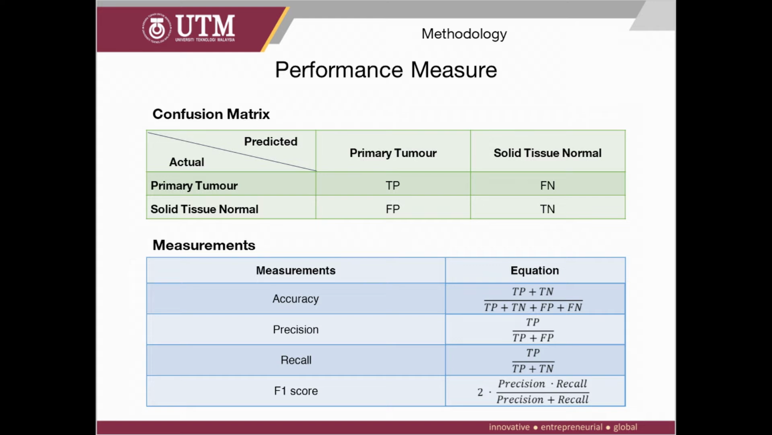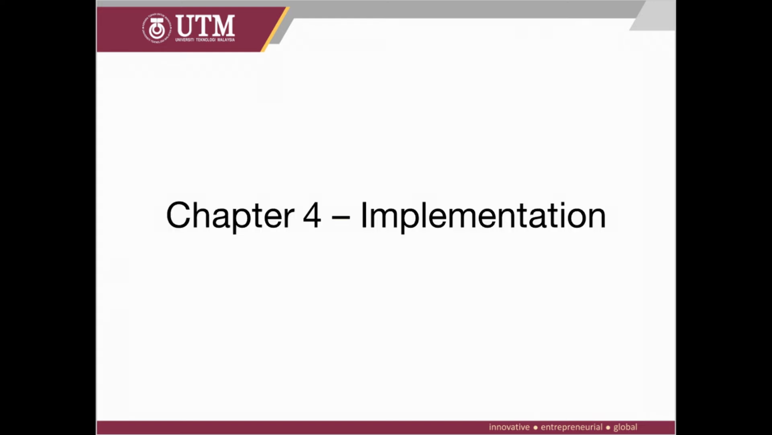These are the performance measures that will be used in the study to assess the model. By plotting the confusion matrix, more measurements can be calculated, such as the accuracy, precision, recall, and F1 score. Next, we will look at the implementation of the experiment.